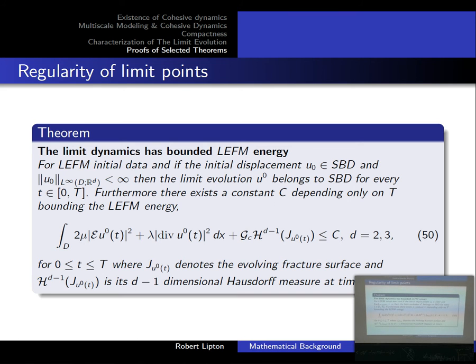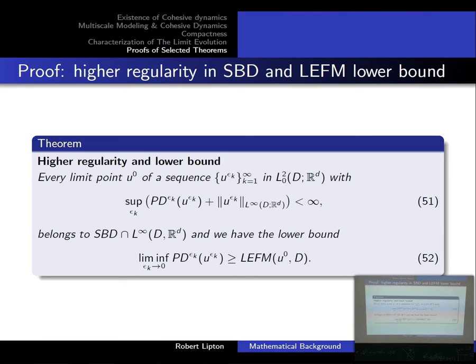And what we do is we actually have this higher regularity. So if we know we have a limit point, and we know that the supremum has a bound here, then we can claim, this is a theorem, that the lim inf of these energies, as we go to the L2 limit, converge strongly in L2, we actually find that our U0, which is the strong limit in L2 of U epsilon, actually is in SBD and has bounded linear elastic fracture mechanics energy, okay?